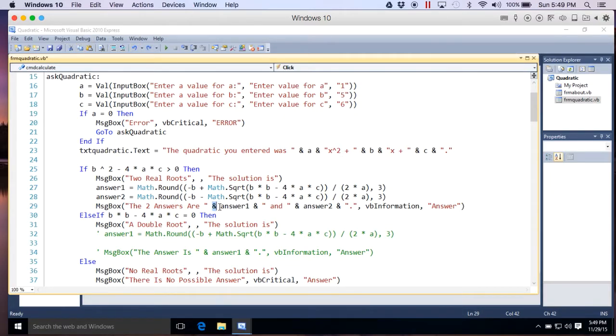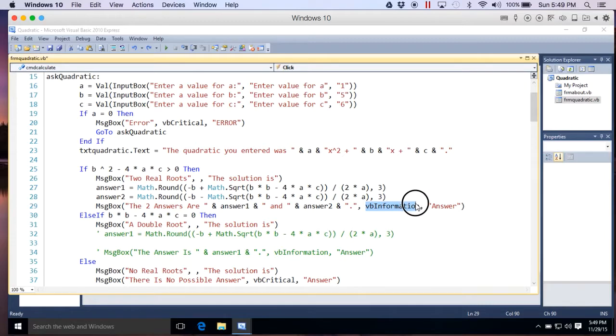Undo that. So whatever the first answer is, I'm connecting it to the string. The two answers are, and notice this intentional space. So that'll say the two answers are space and then the number, and, quote, look how the word and has a space before it and after it, so it doesn't stick to the numbers. Connect that to the second answer, connect that to a period at the end.